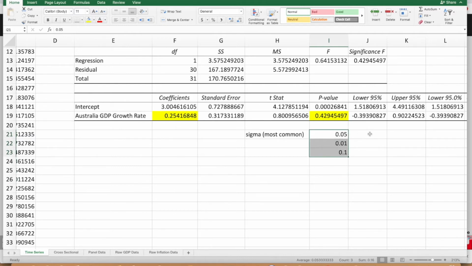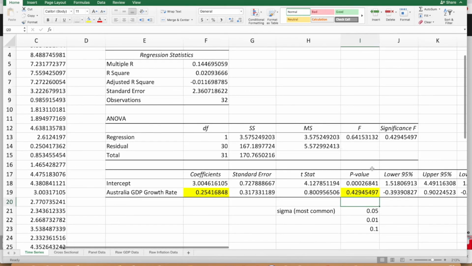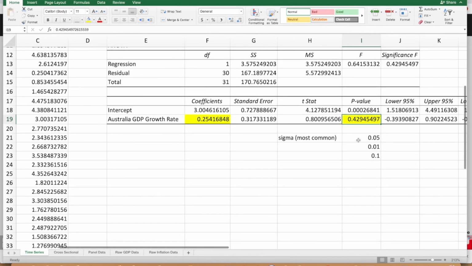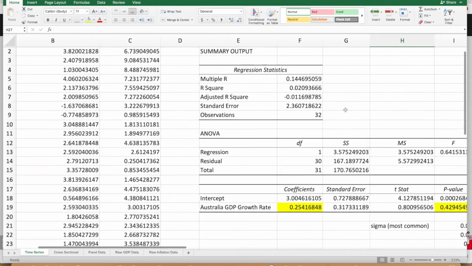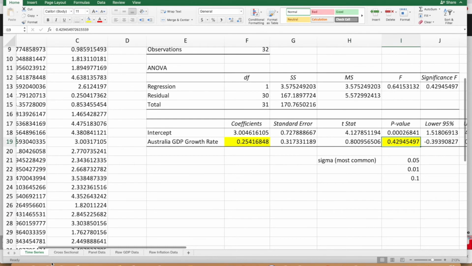Because you could imagine getting a p-value that lands between some of these, in which case you would reject the null hypothesis at certain levels, but not others. But in this case, we will not reject our null hypothesis that the population slope is 0 at any of these conventional levels. So that's our time series estimate. Positive relationship, but not statistically significant.